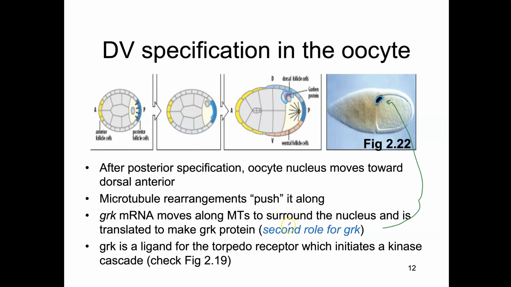And it's important to keep these two straight. So the gherkin does its job to specify the posterior, but then it moves to a different place and does another job, which is to specify the dorsal side of the embryo.